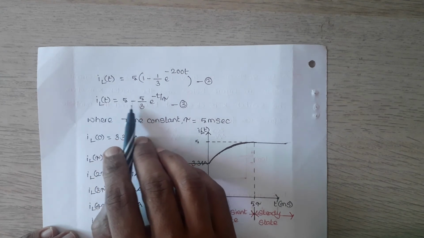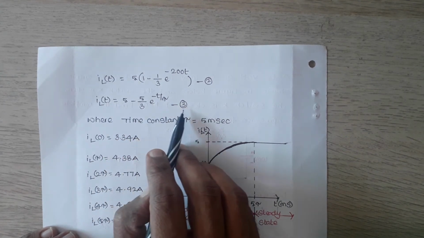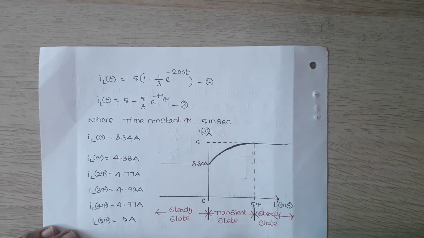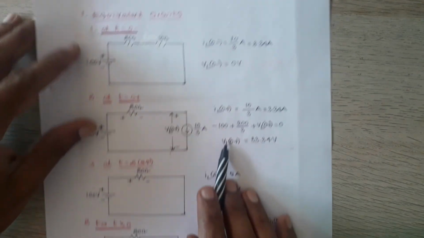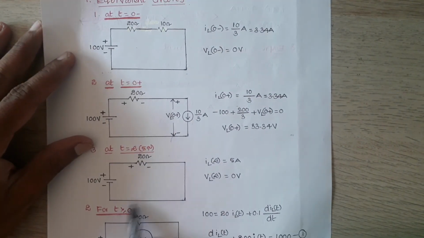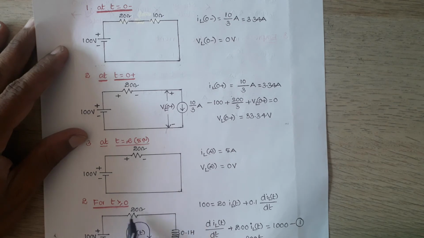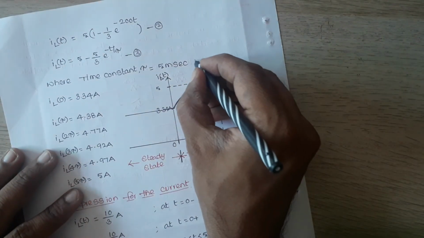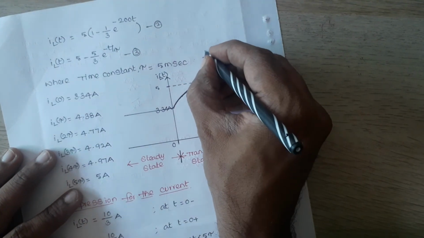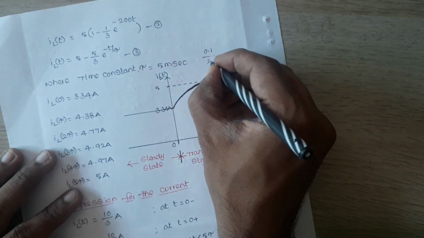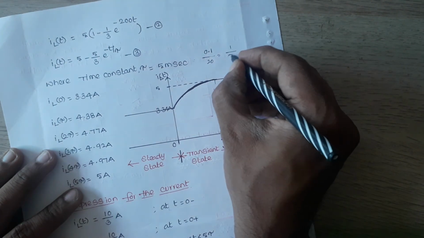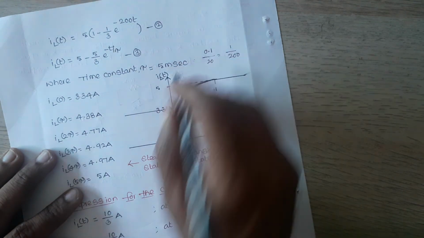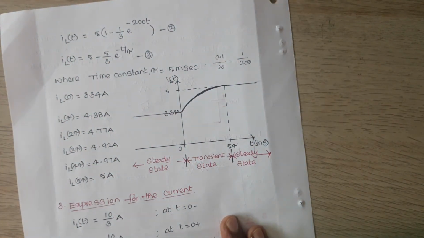So IL of t equal to 5 minus 5 by 3 e power minus t by tau, where the time constant tau equals 5 milliseconds. The time constant for an RL circuit is L by R. Here take the L value as 0.1 Henry and the R value as 20 ohms. So L by R is 0.1 by 20, which equals 1 by 200, which equals 5 milliseconds. So time constant equals 5 milliseconds.